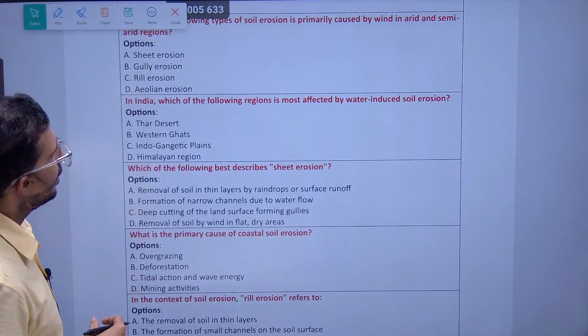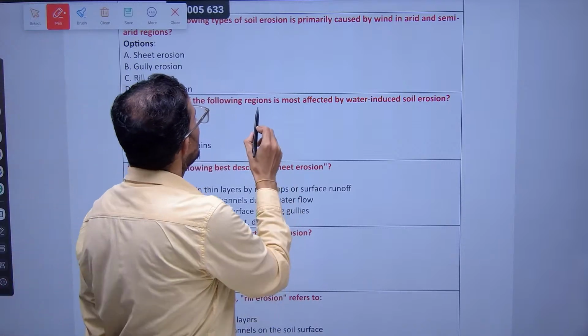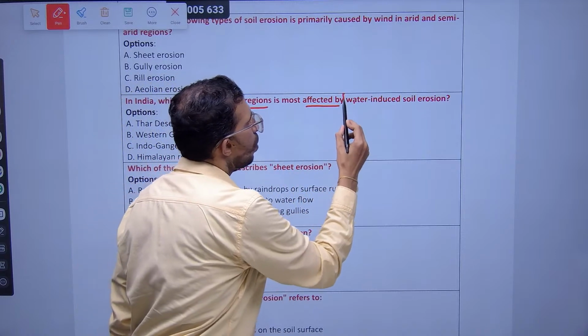In India, the next question: in India, which of the following regions is most affected by water induced soil erosion?